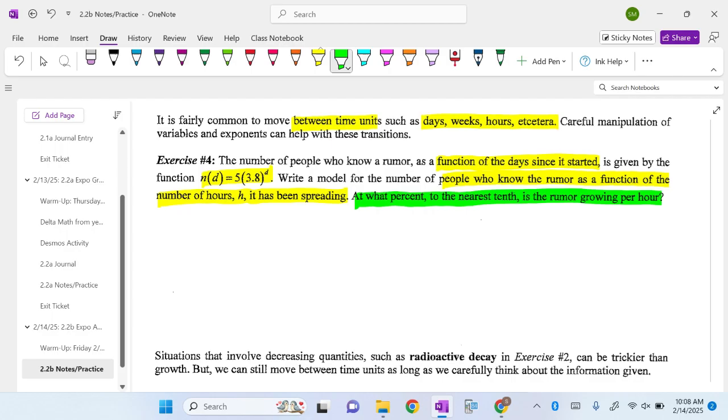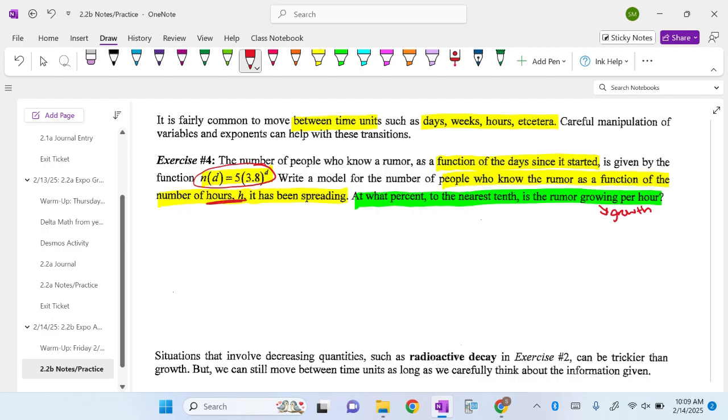So first off, would you think of this problem as exponential growth or decay? The function that they give us is not an exponential growth or decay function, but what will be kind of our end goal here? Growth. So we're talking about growth here. All right. So first things first, we need to convert this function from days to hours.